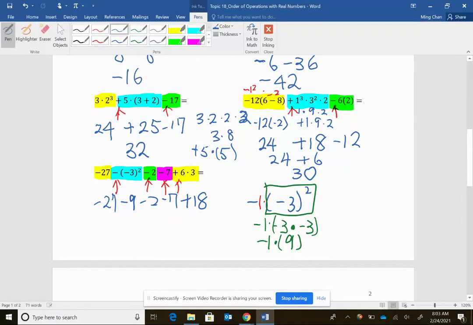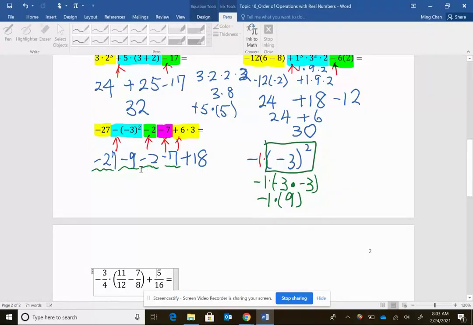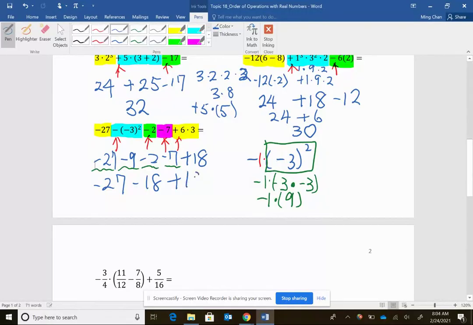Okay, so let's combine these. My first four terms: -27, minus 9, -2, -7. When you combine them, they all have the same sign, so we basically just add. 9 and 7 combined should be 16. 16 and -2 combined is -18, if I'm combining these three small numbers first. So this problem is really saying -27, -18 plus 18.